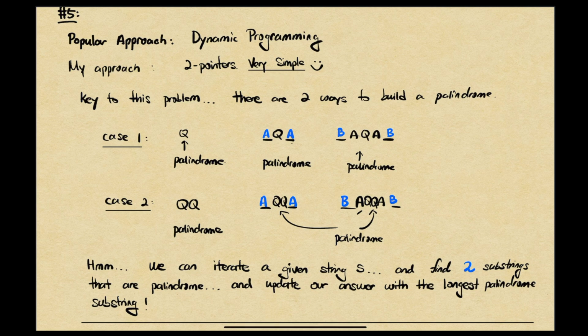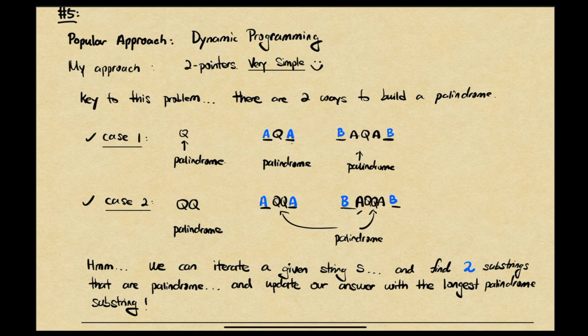So the key to this problem is that there are two ways to build a palindrome, case 1 and case 2. In case 1, we start with a single letter, any letter, then that letter itself is a palindrome, right? So Q is a palindrome. You can have, say, A itself is a palindrome.